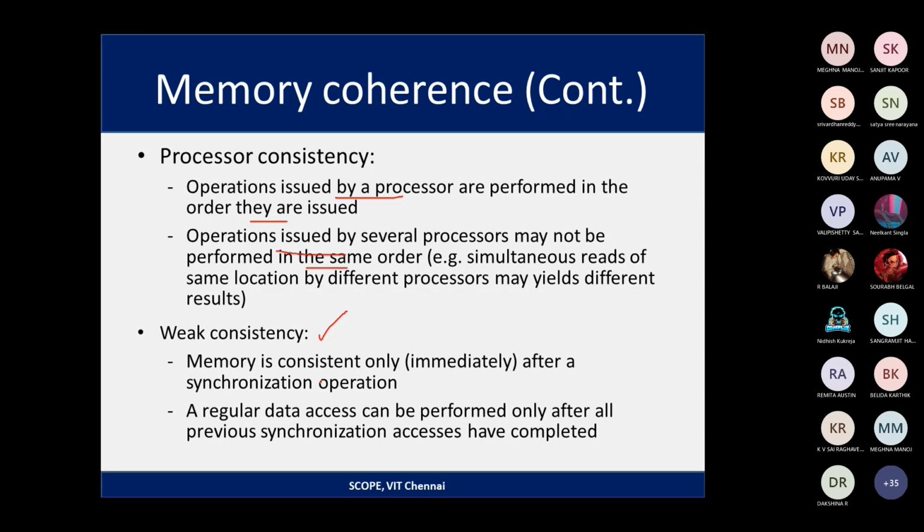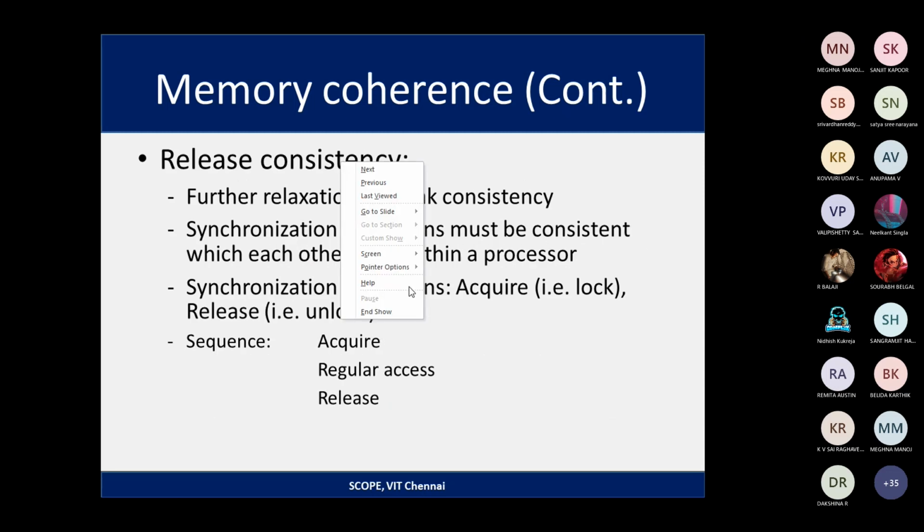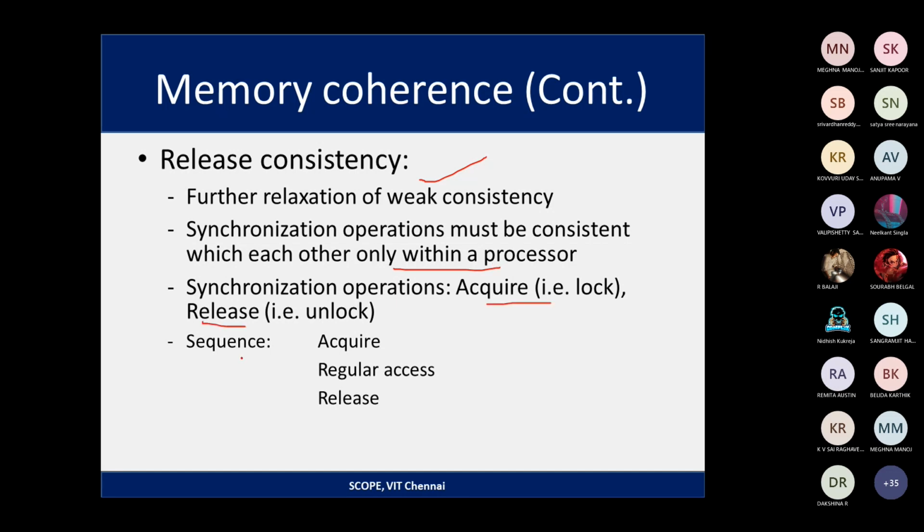Memory will be consistent only after a synchronization operation. So regular data access can be performed only when the previous synchronization operations have been completed; only then can data access happen. Then release consistency, which is a further relaxation of weak consistency. Synchronized operations must be consistent with each other only between the processors, and the synchronized operations are such as acquire and release. If we are following a sequence, first we acquire that particular node or data object, then we access it or perform some operation, and then we release it.